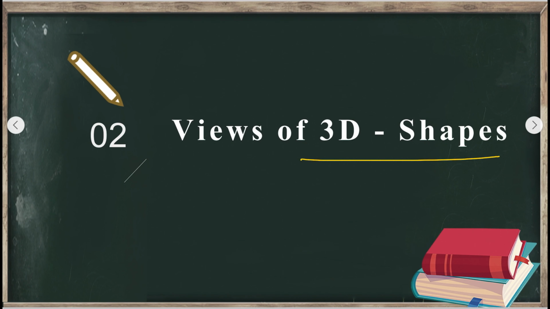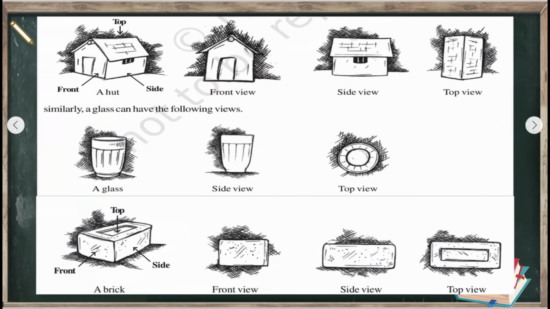Let's understand this now. Here we have certain diagrams. First one, you can see we have a diagram or an image of a hut, and these arrows are indicating its sides. So we have the front side, the other side and the top side. That means we look at this hut from these three different angles: from the front, from one side and from the top. These are called views, that is, the front view, side view and the top view.